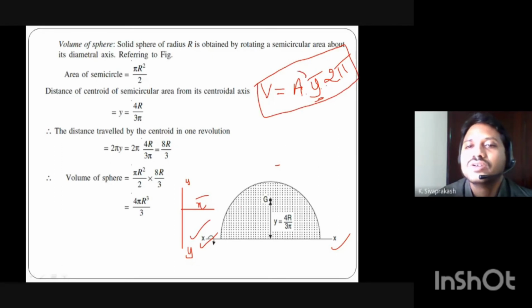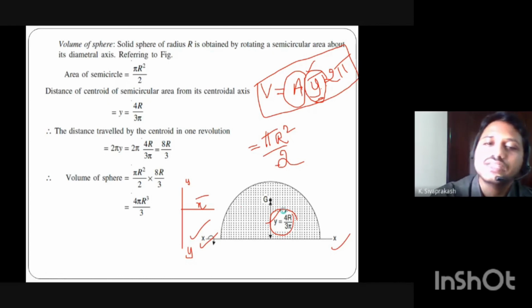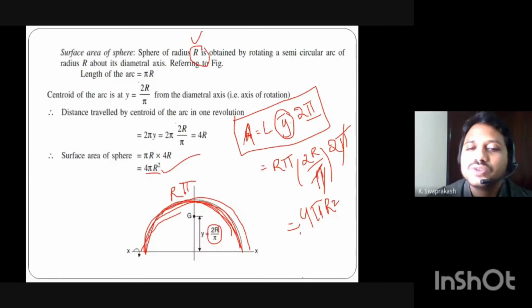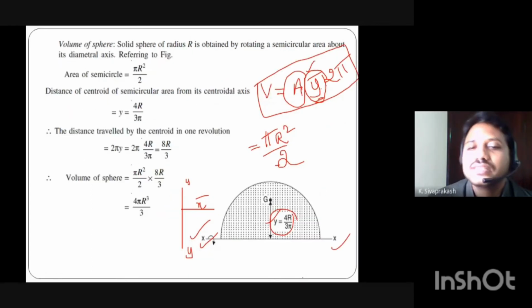Now what is A? A means area of the semicircle. What is the formula for the area of the semicircle? Pi r square by 2. And what is y bar? Y bar means the semicircle area centroid position. What is the centroid position of the semicircle area? That is 4r by 3 pi. But the semicircle curve centroid position is 2r by pi. In the case of the area, the semicircle area centroid position, y bar, is equal to 4r by 3 pi.